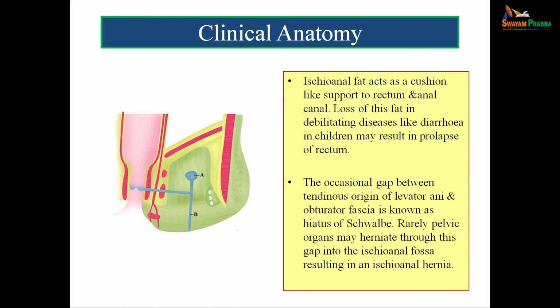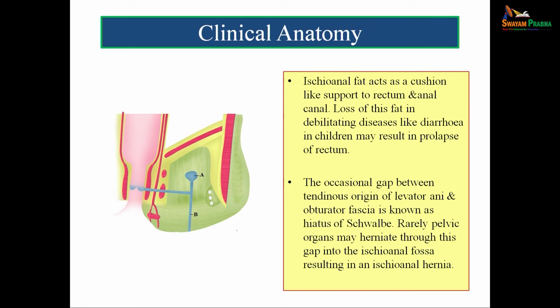Then we come to the hiatus of Schwalbe and the concept of the ischioanal hernia. As I told you before, in relation to the apex of the ischioanal fossa, sometimes there is a hiatus of Schwalbe. So hiatus of Schwalbe is lying in relation to the apex. So the occasional gap between the tendinous origin of levator ani and obturator fascia is known as hiatus of Schwalbe.